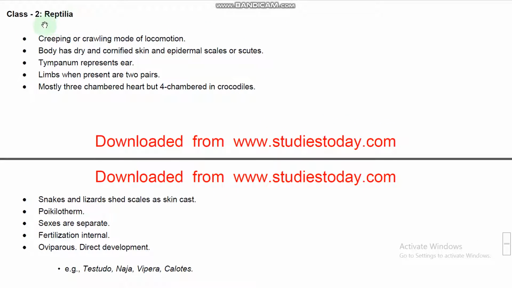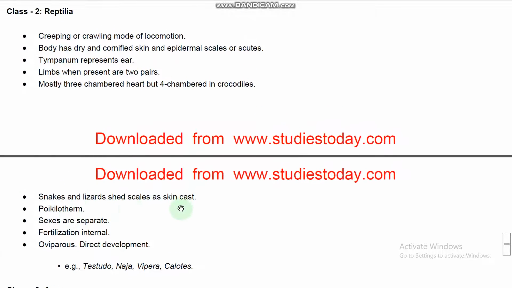Next class, Reptilia. Repere means creeping or crawling mode of locomotion. That type of organisms are called Reptilia. Body has dry and cornified skin, and epidermal scales are present. So most important, in Amphibia, skin is smooth without scales, and in Reptilia, body has dry and cornified skin and epidermal scales. Tympanum represents the ear, and limbs, when present, are 2 pairs. Mostly 3-chambered heart, but 4-chambered heart in crocodiles. So all reptilia have a 3-chambered heart, except crocodiles.